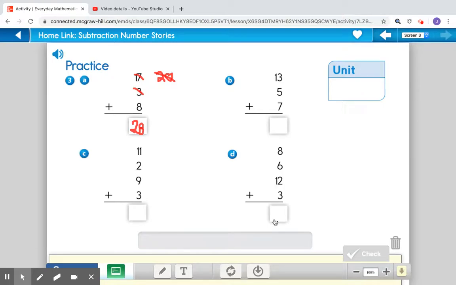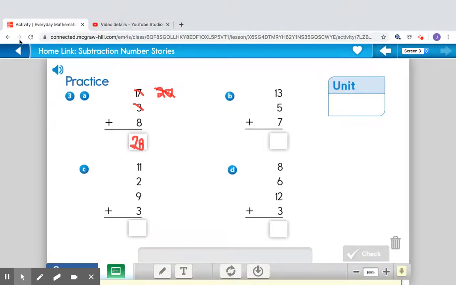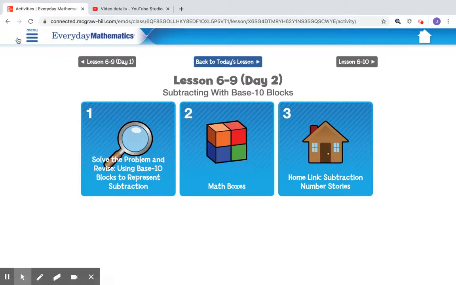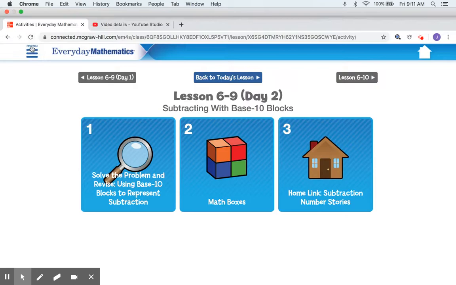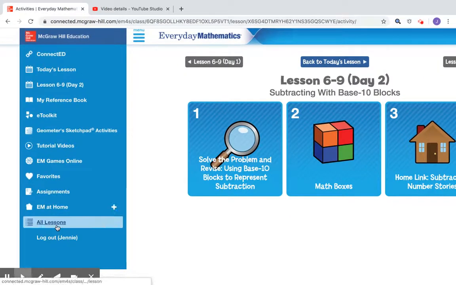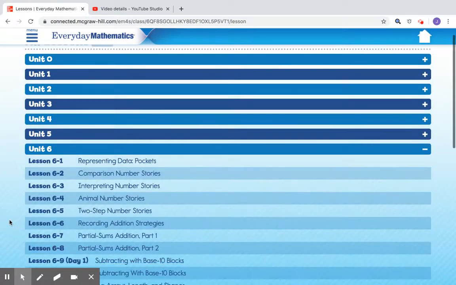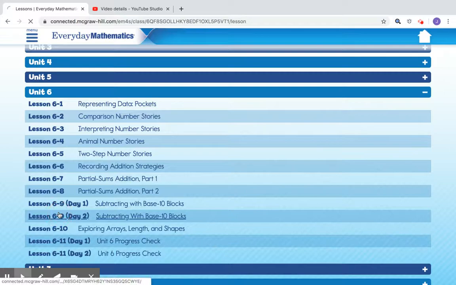Boys and girls, you can use your number grids. You can use your fingers. You can draw it out. Whichever is easier for you, that's what you're going to do. Then when you're done, we're going to arrow back out of here. And then we're going to go into our menu, go to all lessons, go back into unit 6, lesson 6-9, day 2.